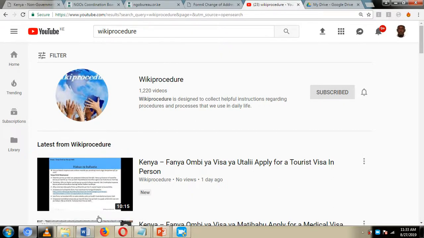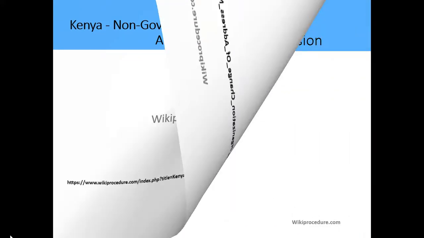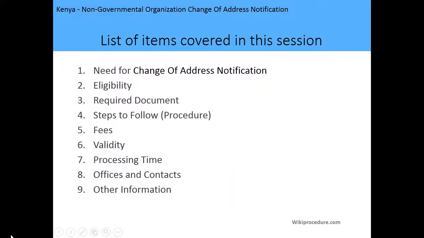So let's get back to our presentation. The list of items which we are going to cover in this session include the need for change of address notification, the eligibility criteria, the required documents, steps to follow in making the application, the fees, validity period, processing time, office location and contact information, and any other information that we may find relevant on how to apply for the non-governmental organization change of address notification.